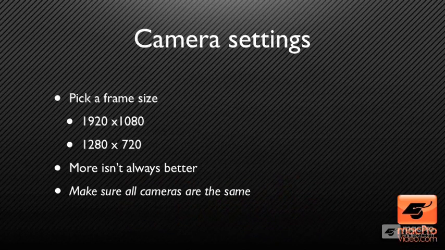So when we talk about camera settings, we want to pick a frame size that's consistent with needs: 1920 by 1080 or 1280 by 720. And we want to make sure all of our cameras have that same setting. More isn't always better. When it comes down to it, there's some thoughts about how to pick the right frame size as well as the right frame rate.